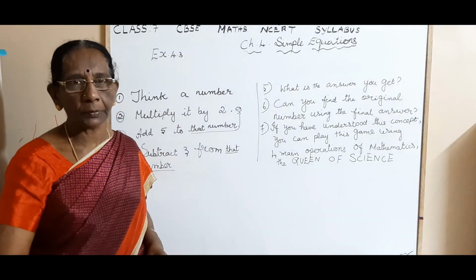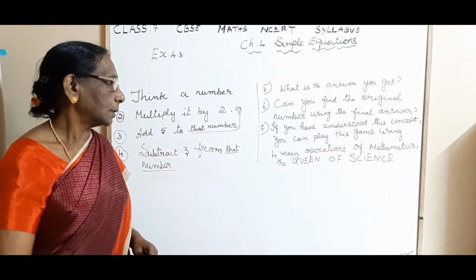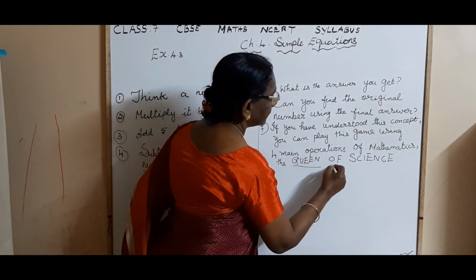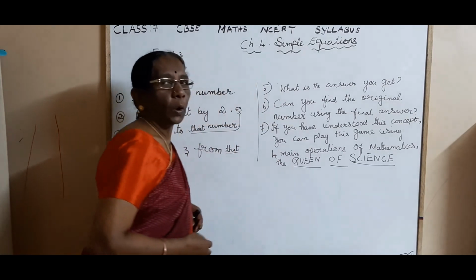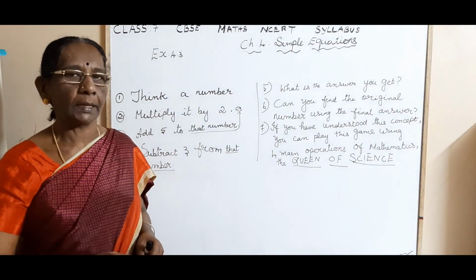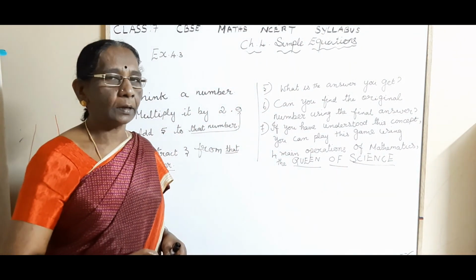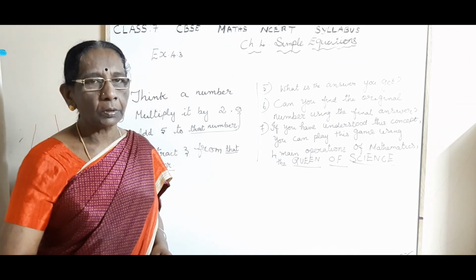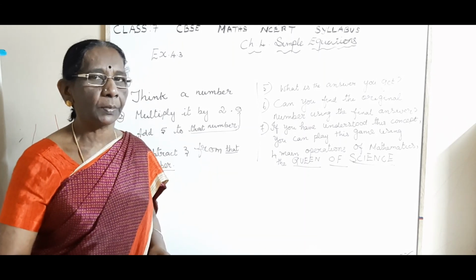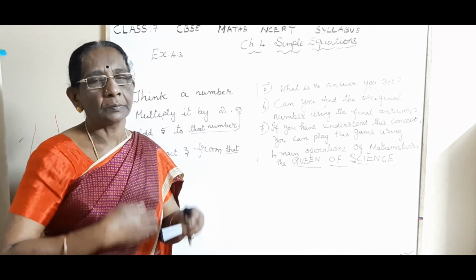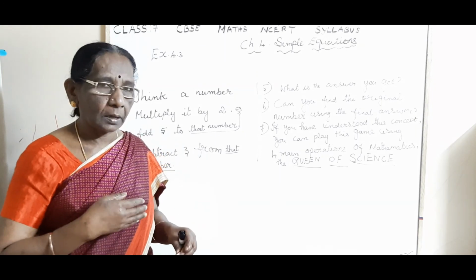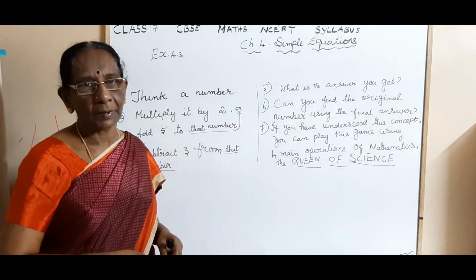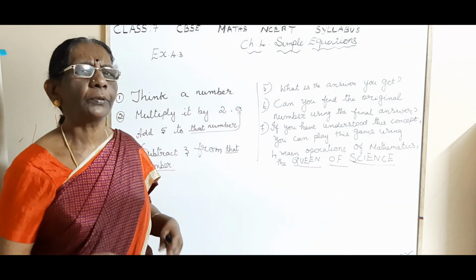If you understood the concept, you can play this game using 4 main operations of mathematics. All of you know what are the 4 main operations of mathematics. Mathematics is the queen of science. Without mathematics, there is no science or social or any other subject. It is the queen of all science, all fields. Okay, children. So you have to use the four main operations, and you can frame different questions and different answers. You can play this game. Okay, you just try. I think all of you will do it.